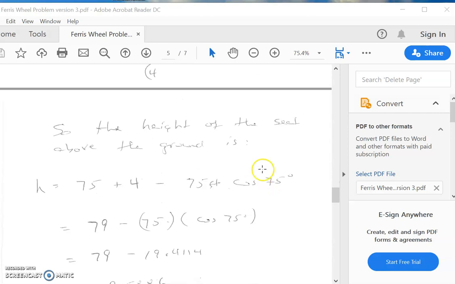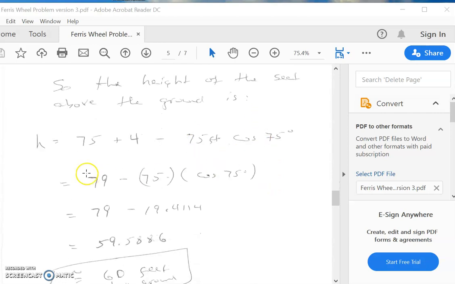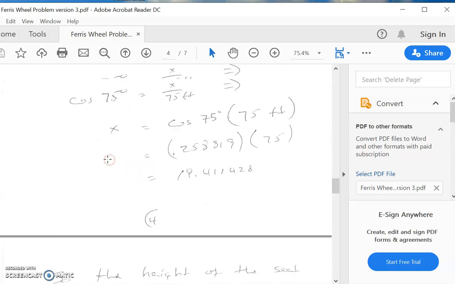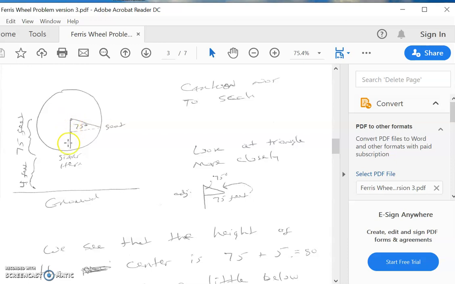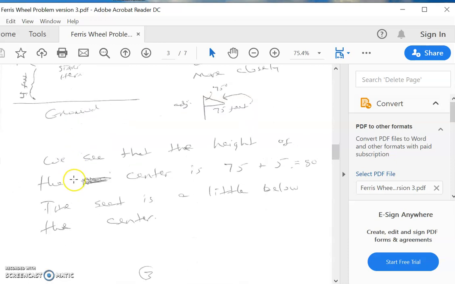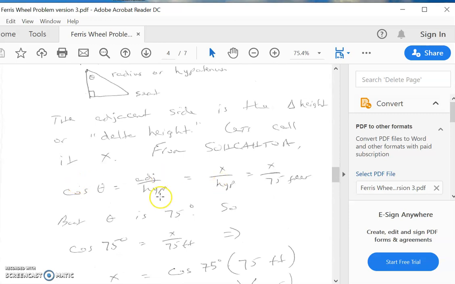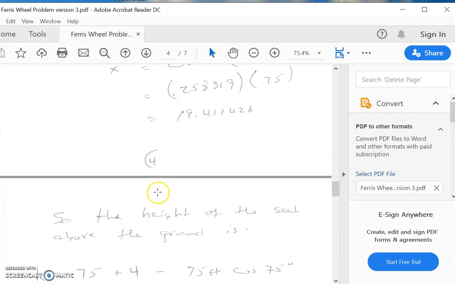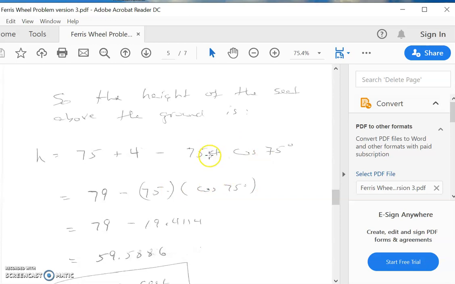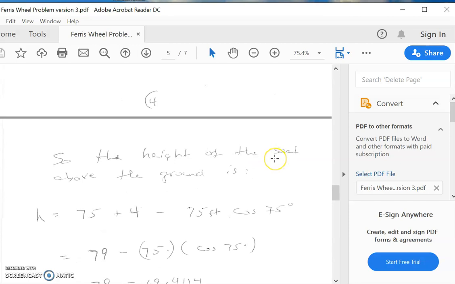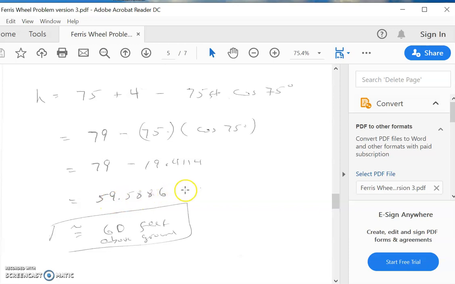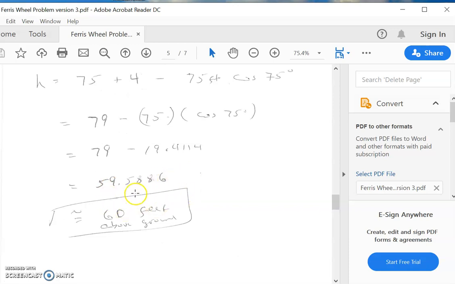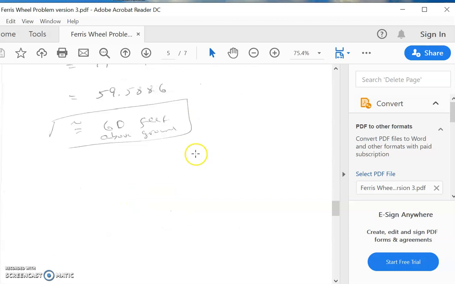Okay? So the height of the seat above the ground is going to be the 75 plus the 4. So that comes from here. That's the 75 plus the 4. That's 79. And then we subtract off that little delta, that little adjacent side. So that's 75 feet times cosine of 75 degrees. So you crank all that out, and what do you get? You get 59.58. So that's rounded off to the nearest whole foot. That's 60 feet above the ground.